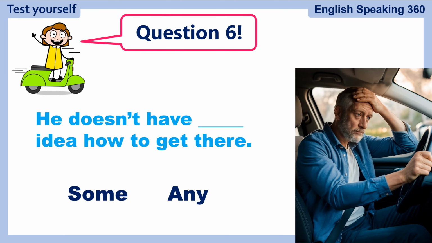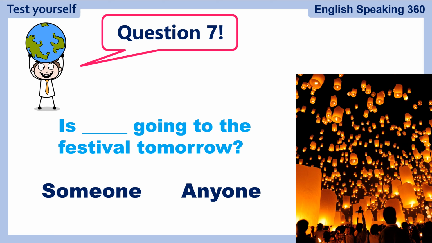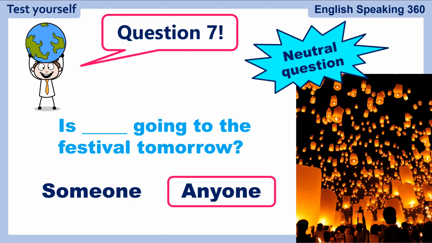Question 6. He doesn't have idea how to get there. He doesn't have any idea how to get there because it's a negative sentence. Question 7. Is going to the festival tomorrow? Someone or anyone? Is anyone going to the festival tomorrow? It's just a neutral question.